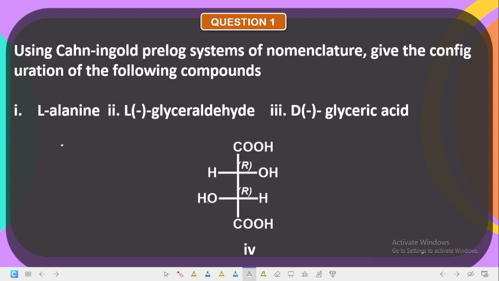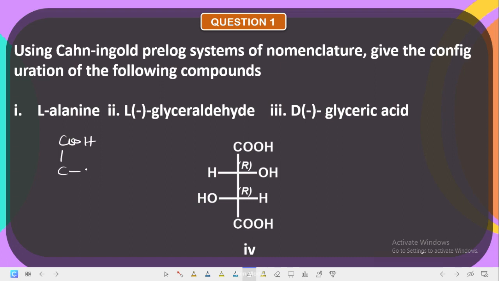Now, in this configuration, the COOH group is on top. Then we have carbon. Now, if the NH2 group is at the right hand side, now there are some cases that they may just give you the name and you will be expected to draw and also give the configuration. Now you have L-alanine. Now L-alanine is drawn like this. COOH, C. Here will be what?